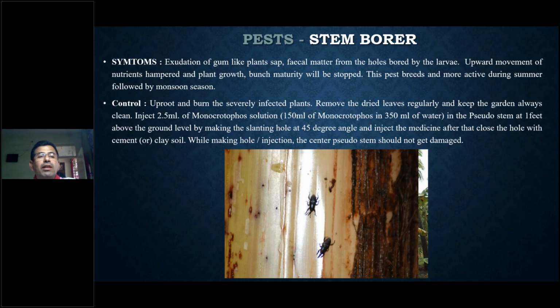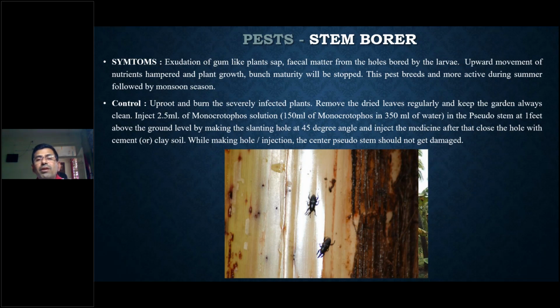close the hole with clay soil or cement. In the same way, on the opposite side, at 2 feet from the ground level, make the same type of hole, inject it, and cover up with clay soil or cement. This injection is for the infected plant. For the other, healthy plants, you do the stem spray.